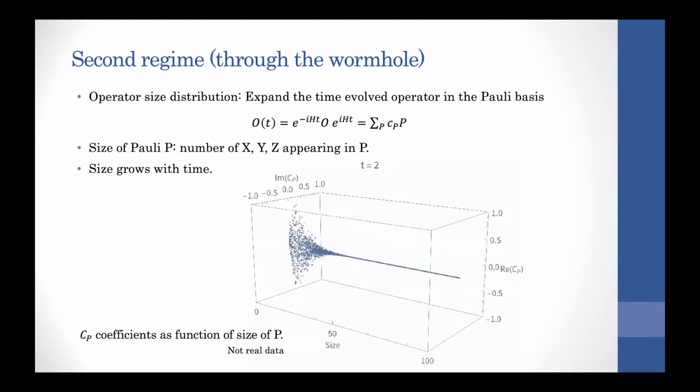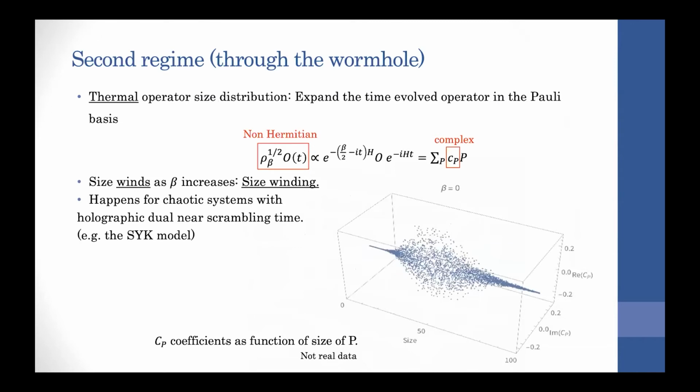And so this is not real data. But this is what you expect for normal operator growth in K-local systems. But now I'm going to look at the thermal operators, which means I have to thermally dress my operator. The way I choose to do it, and I will explain why, is by looking at rho beta to the power of 1/2, which is my thermal density matrix, and multiplying it by O of t. So I just multiply the thermal density matrix to my operator.